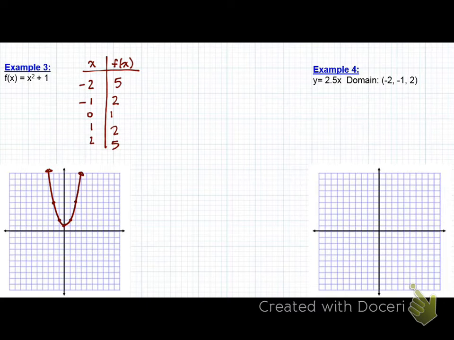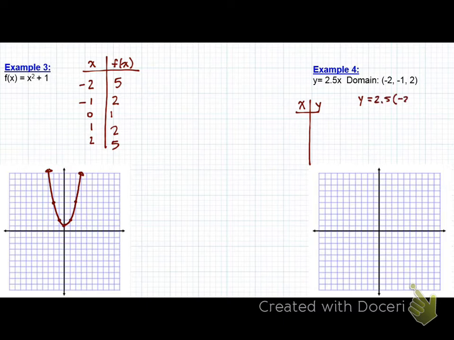Okay, number 4. This is like number 1, so we'll do this one together. Let's make an XY table. Start with that. Put it here this time. Okay, and we're plugging in our numbers. So it's already solved for y, so we don't have to worry about that. So that's awesome. So we're going to put y equals 2.5 times.